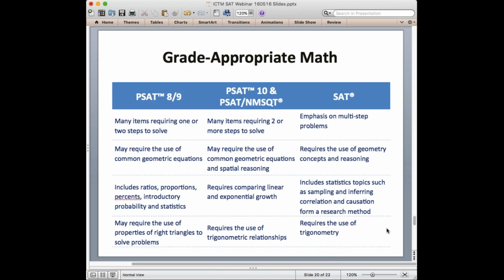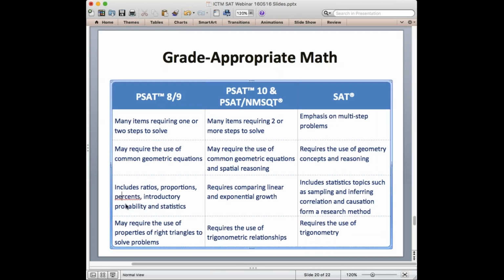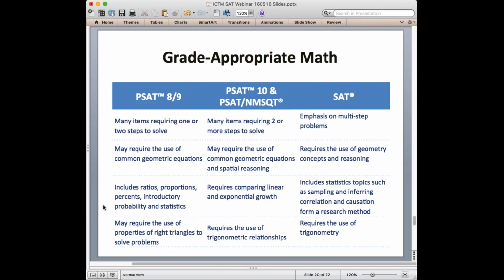Here the content is a little bit broader than 8-9 and a little bit deeper, and not as deep as SAT, not as broad as SAT, but getting close. With 10 questions fewer than SAT, PSAT can't cover what you would on the SAT. So this slide again gives some good examples. I'm not going to read any of this to you, and you'll be able to receive this PowerPoint too.